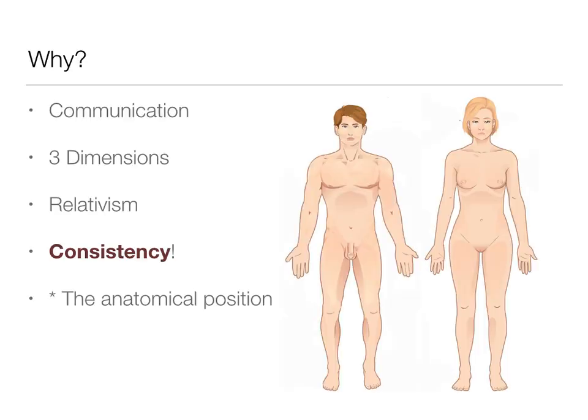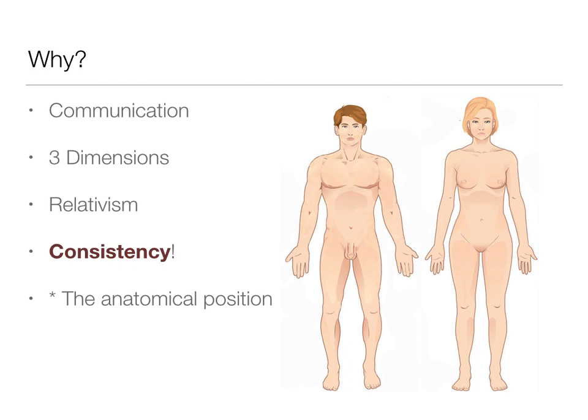So why do we need consistency when talking about anatomy? This is because communication is critical, especially in medicine. Accurately talking about the body can literally mean the difference between life and death for some patients. Studying terminology is also important because our bodies can be described in three dimensions, so simply saying up, down, left, and right doesn't provide enough information.